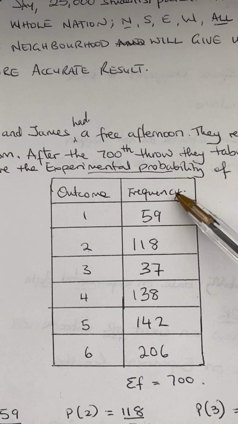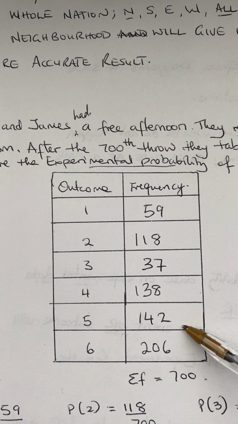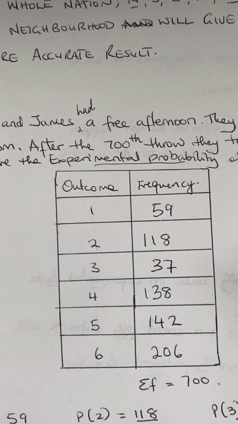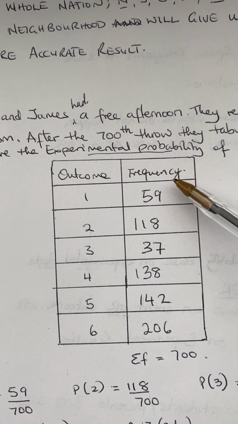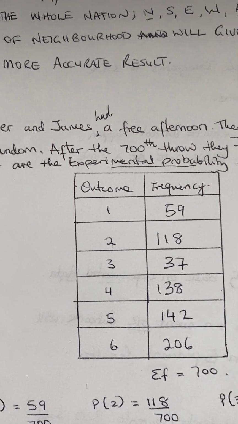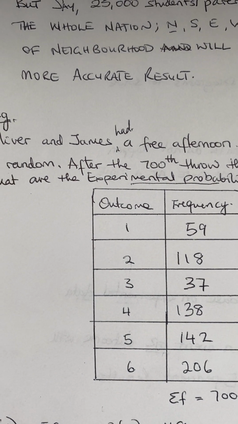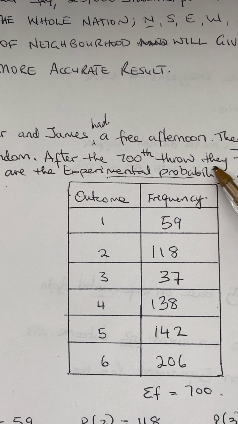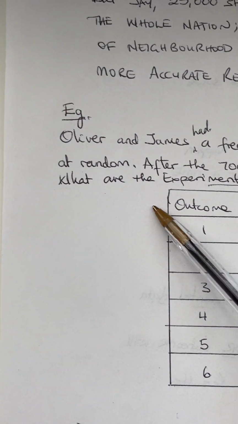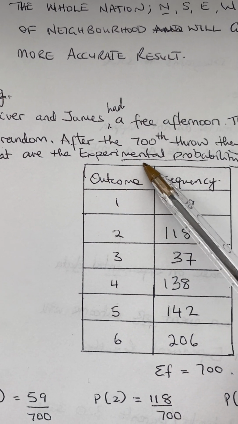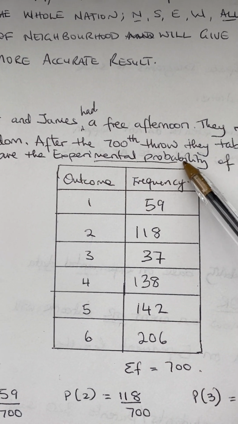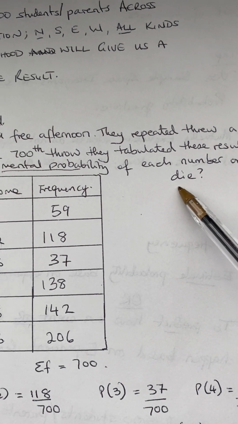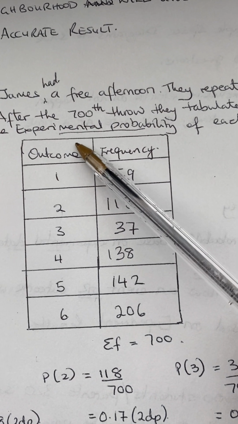So this is also experimental data. Under different circumstances, they could have had a different throw, but they were not biased here. They just kept on throwing and tabulating. Okay, so after the 700 throws, they tabulated these results. What is the experimental probability of each number on the die?